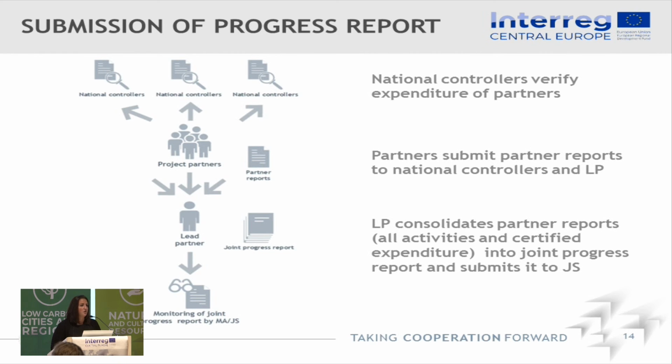The partner reports are not only for the controllers, but are also reports for the lead partner. So the partner submits partner reports to the national controllers and to the lead partner. And through these partner reports, the lead partner, also through the EMS, will put together the reports into one joint progress report. This is not automatically transferred from partner reports into a joint progress report, but the lead partner has to put the things together in one consolidated progress report, and then submits it to the Joint Secretariat for the monitoring of the report.